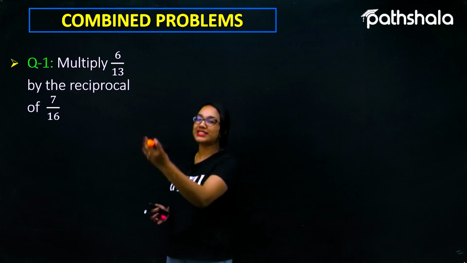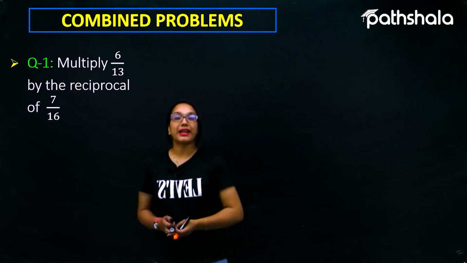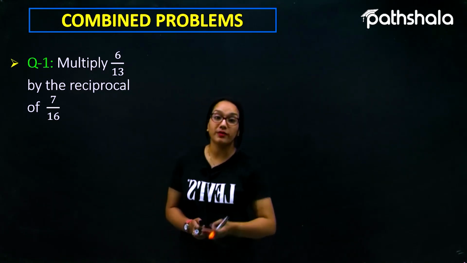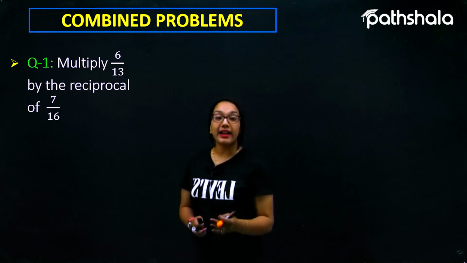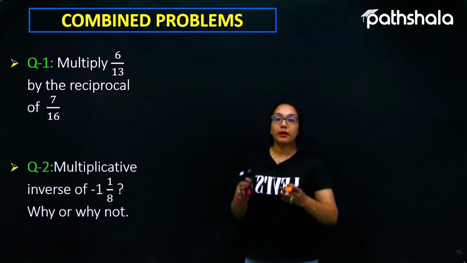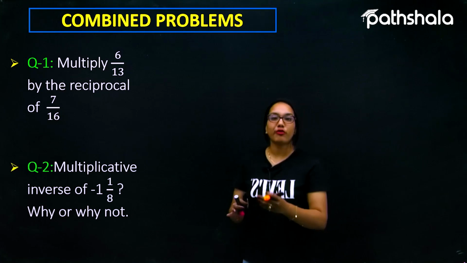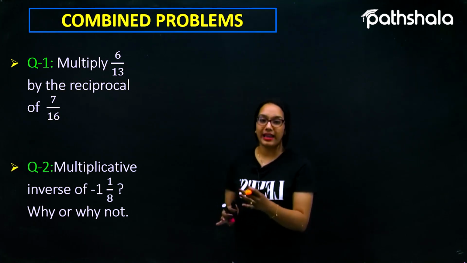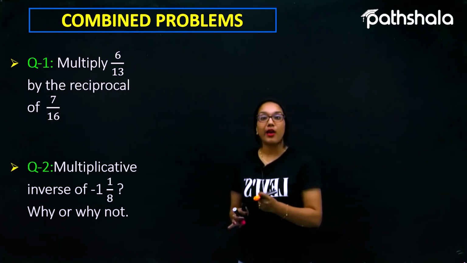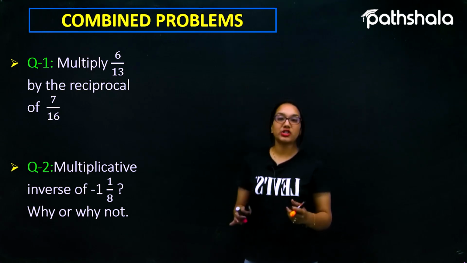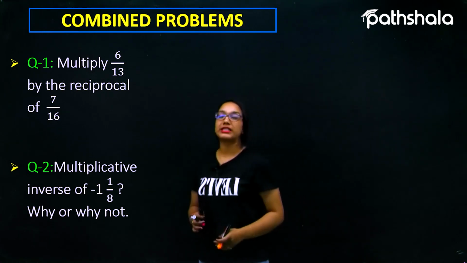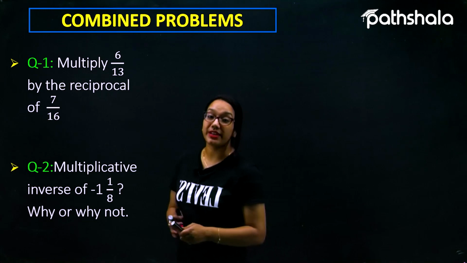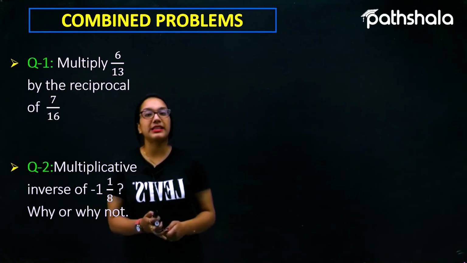Question number 1 says: multiply 6 by 13 by the reciprocal of 7 by 16. And question number 2 says: the multiplicative inverse of minus 1 by 8 is what? Why or why not? Let's start with question number 1, which says multiply 6 by 13 by the reciprocal of 7 by 16.